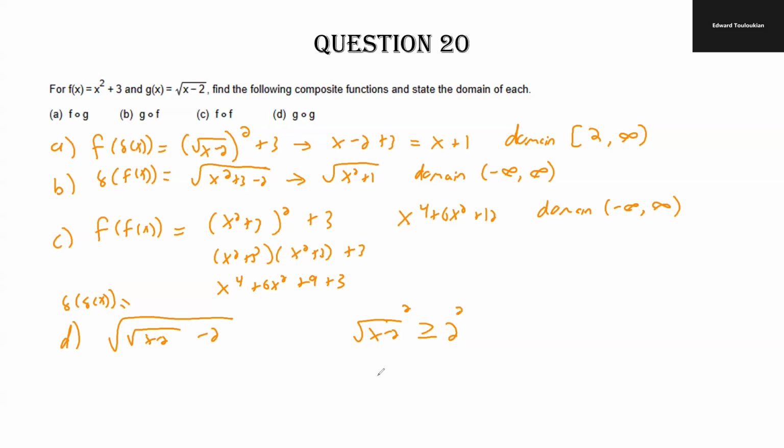So I can square both sides. x minus 2 has to be greater than or equal to 4. x has to be greater than or equal to 6. So as long as x is 6 or bigger, this will be 2 or bigger, which means this will be positive. So a little tricky on the domain there. But the domain for this one would be 6 to infinity.